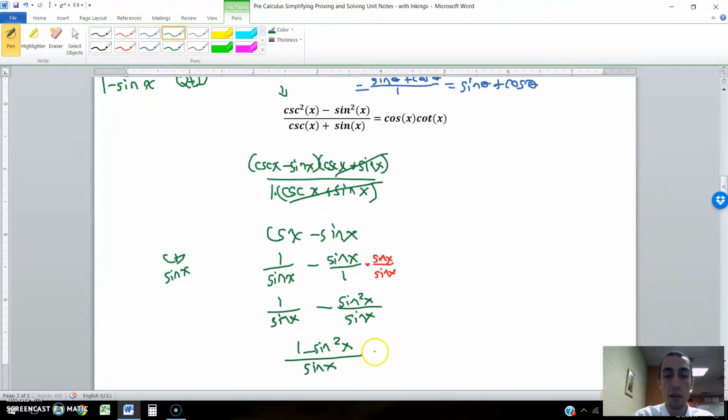Now we go to our Pythagorean identities, and 1 minus sine squared of x is the cosine squared of x over the sine of x. Now we need this to be a cosine and cotangent. Now I've got a cosine in it. I've got actually, in a sense, two cosines in it. So I'm going to break that cosine squared apart into cosine times cosine. And I'm going to think of this sine of x as 1 times the sine of x.